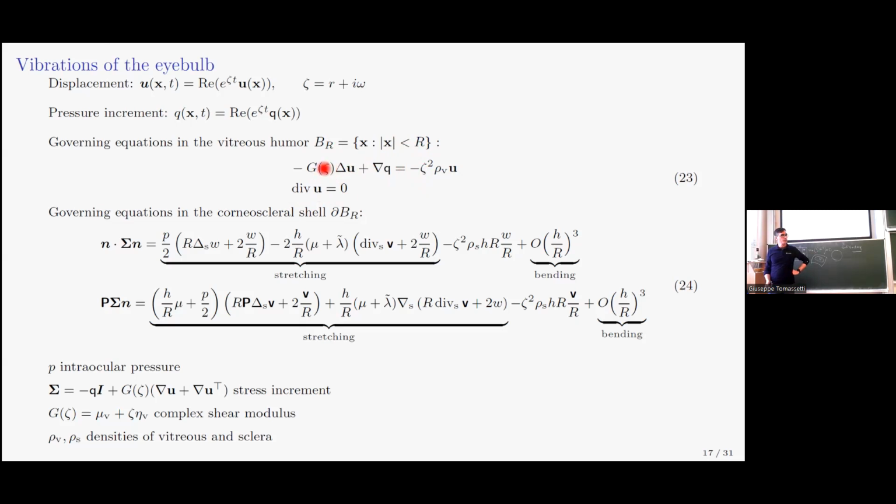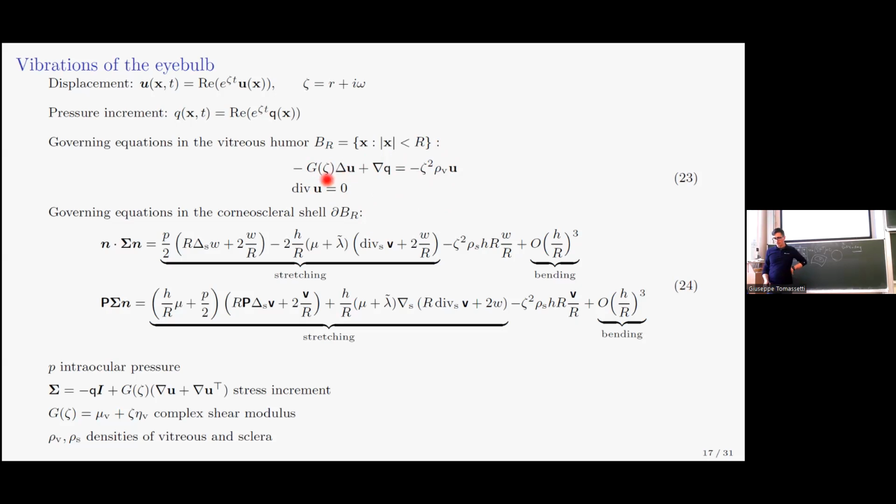And the motion equation instead has this form. So you have the Laplacian times the complex shear modulus, G, which depends on the frequency, plus the gradient of the pressure, which comes from taking the divergence of the stress. And this term is the inertial force. So this would be the second time derivative of the displacement, and this rho v is the mass density. So mass density times acceleration on the right-hand side. Okay, those equations are written inside the eye.